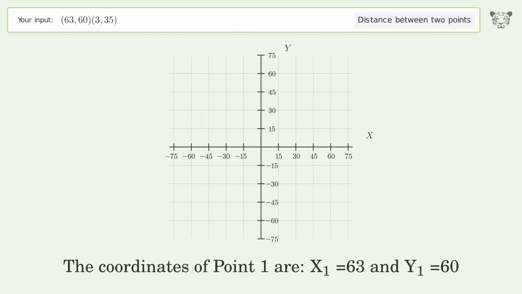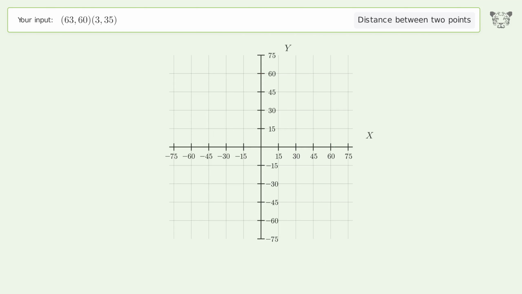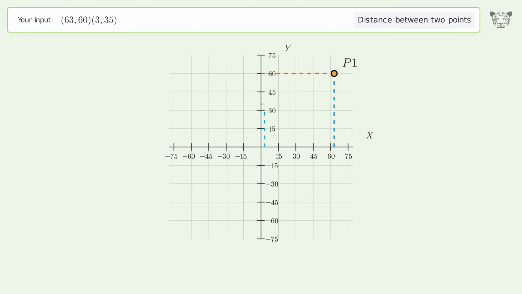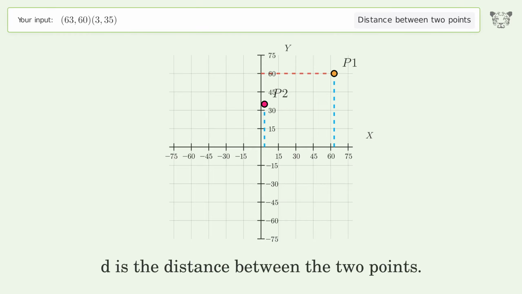The coordinates of point 1 are x1 equals 63 and y1 equals 60. The coordinates of point 2 are x2 equals 3 and y2 equals 35. D is the distance between the 2 points.